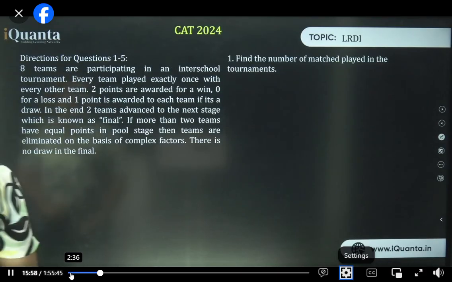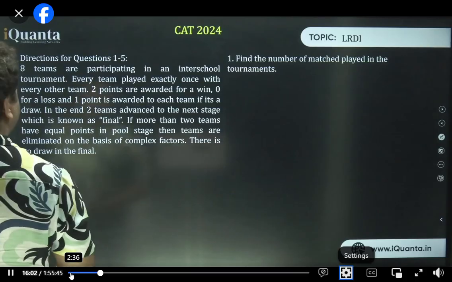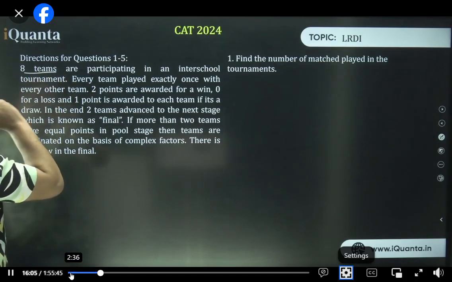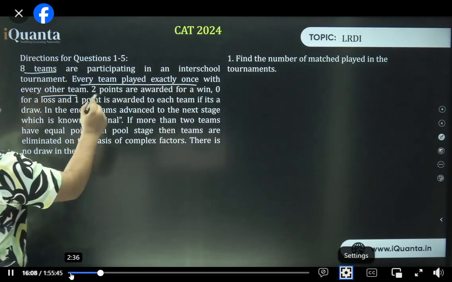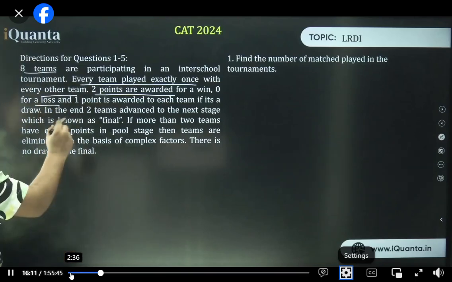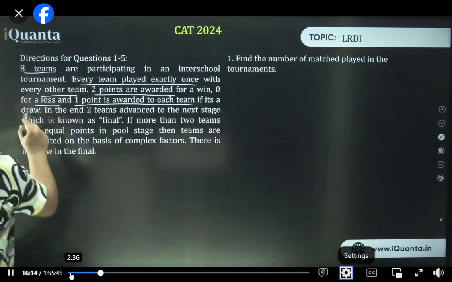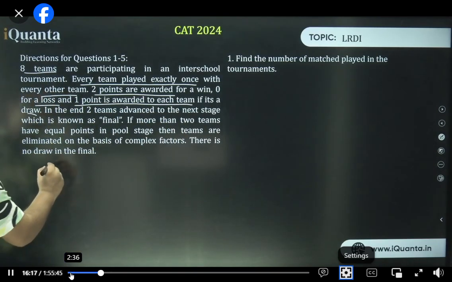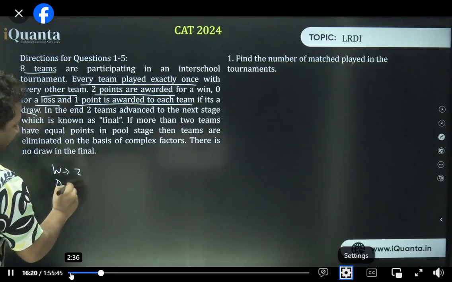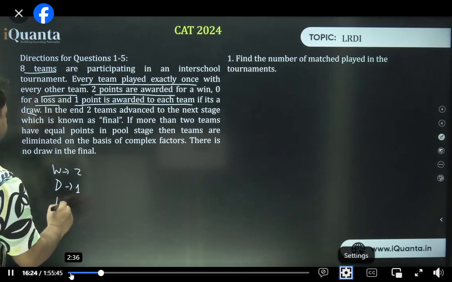So 8 teams are participating in an inter-school tournament. There are 8 teams. Every team played exactly once with every other team. 2 points are awarded for a win, 0 for a loss, and 1 point is awarded to each team if it's a draw. So for a win, we have 2 points. For a draw, we have 1 point. And for a loss, we have 0 points.